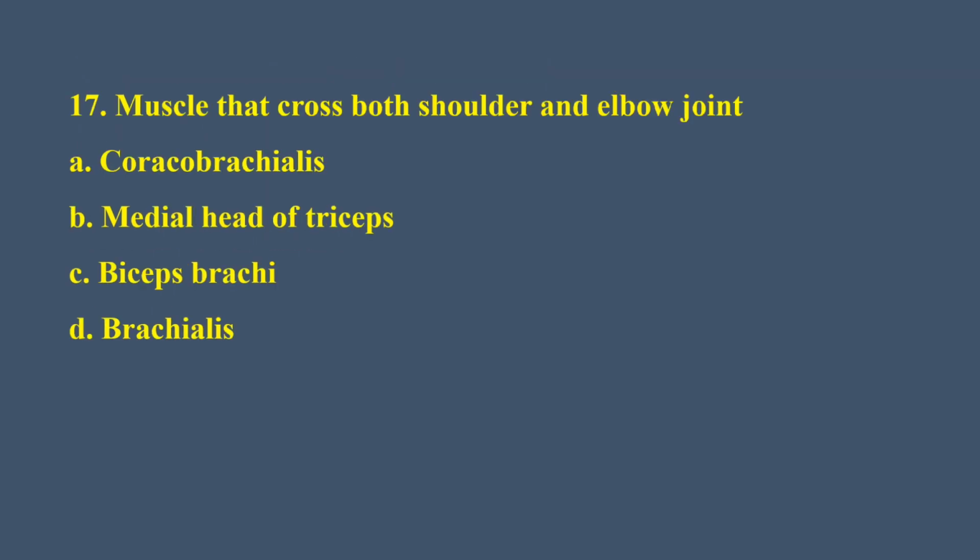Question 17. Muscle that crosses both shoulder and elbow joint. A. Coracobrachialis. B. Medial head of triceps. C. Biceps brachii. D. Brachialis. Answer is C. Biceps brachii.